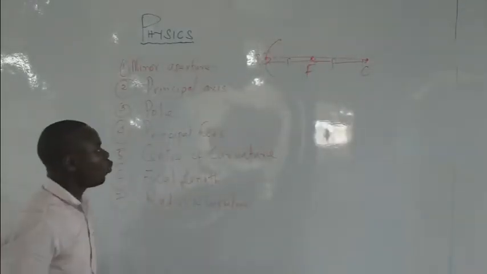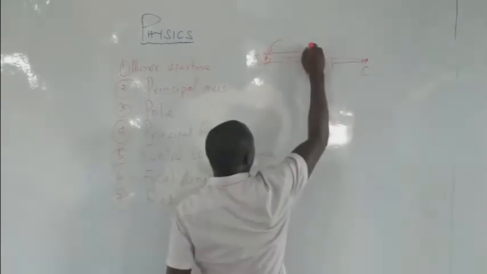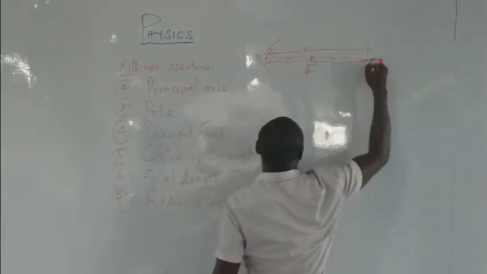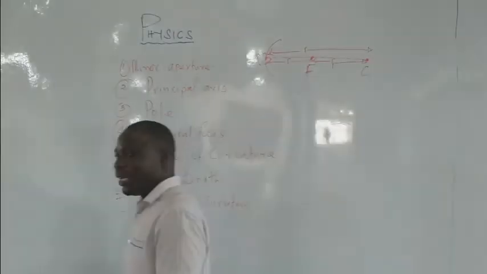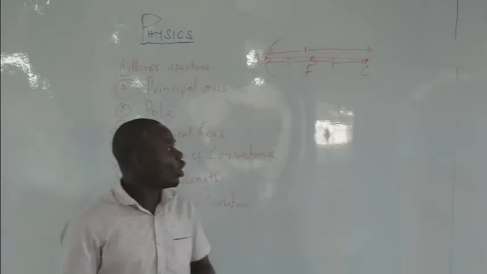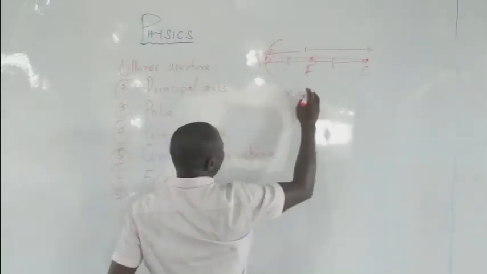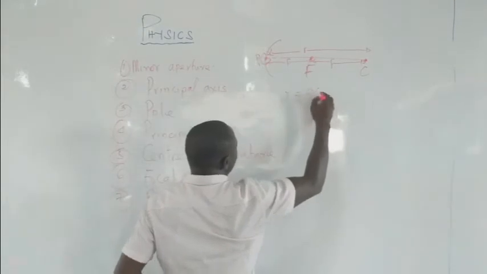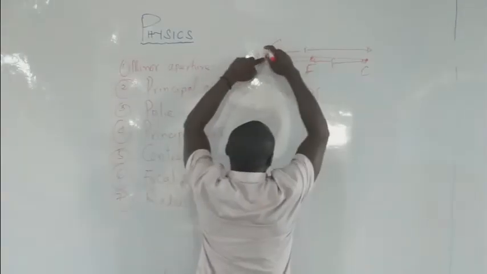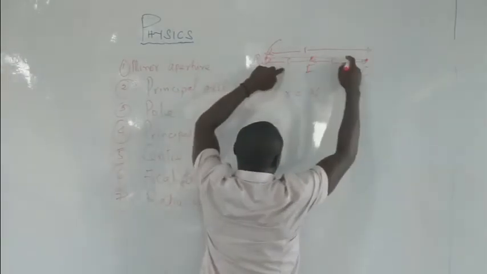Radius of curvature. What is radius of curvature? This is the distance between the pole of a mirror and the center of curvature. It is written as R. From the diagram, R starts from here and ends here, and it involves 2F.